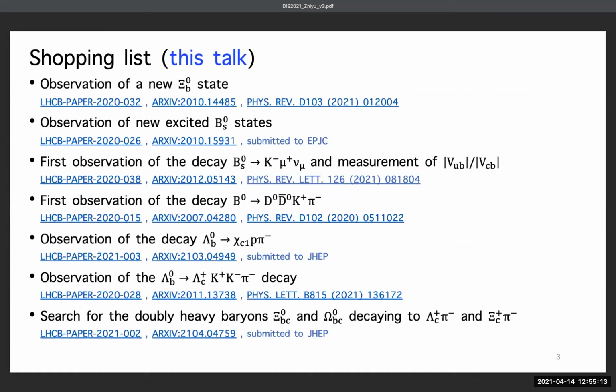Today, we focus more on recent results, which are listed here. Most of them are first observations.